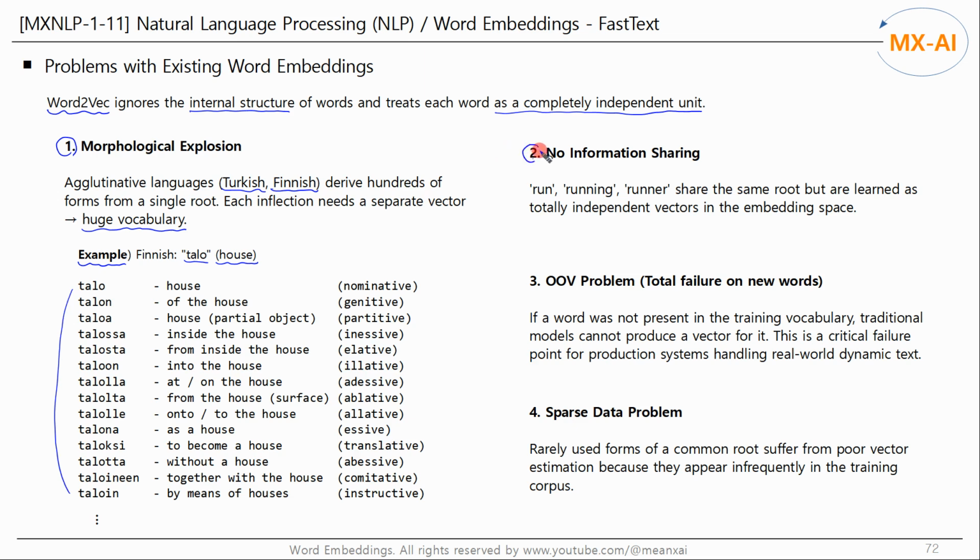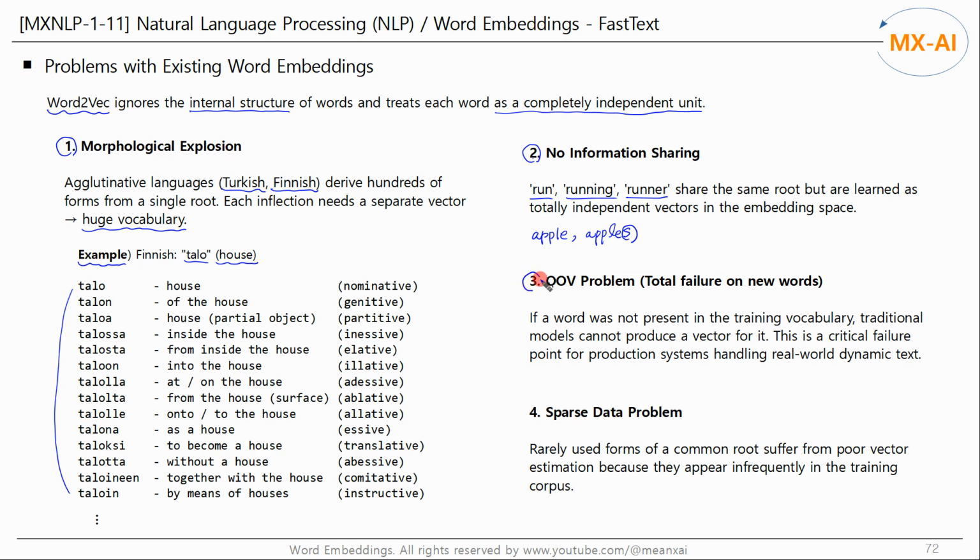The second problem is the lack of shared morphological information. For example, run, running, and runner clearly share the same root, but Word2Vec trains them as completely independent vectors. Similarly, apple and apples differ by only one character and have almost the same meaning, but the model still treats them as entirely different words.